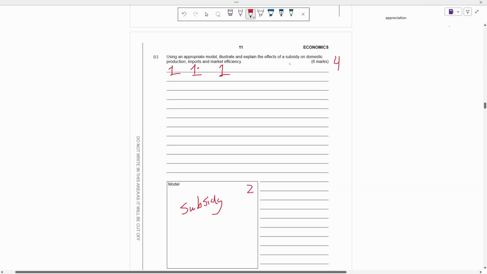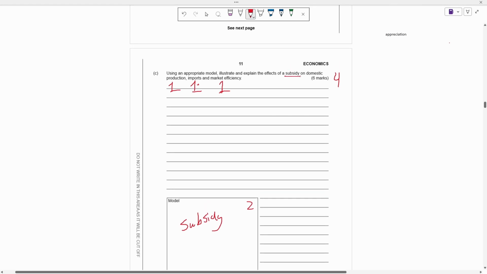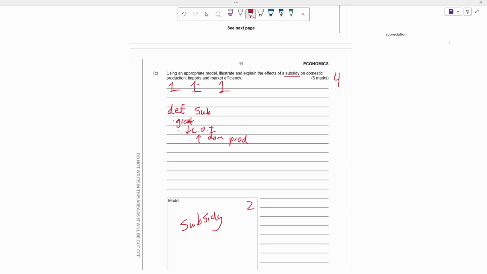So it's good practice to define the thing that you're talking about. So they have us talking about a subsidy. So I'm going to define a subsidy. Now you're not going to get a mark for it specifically, but it'll make your work much better. Define a subsidy. What is a subsidy? It's a grant from the government given to domestic producers, which lowers their cost of inputs with the goal of increasing domestic production. Right, so that's our simple definition of a subsidy.